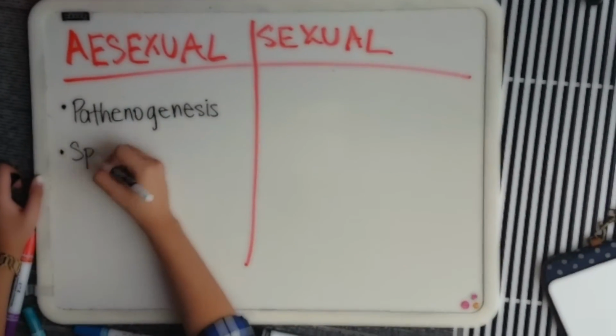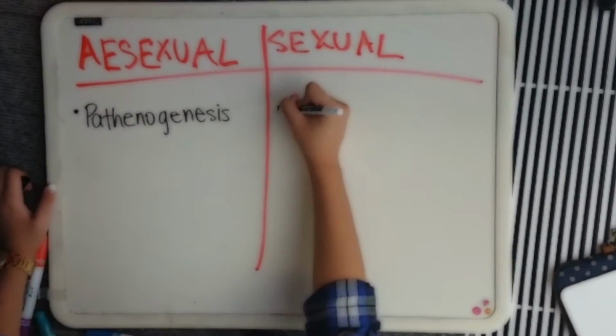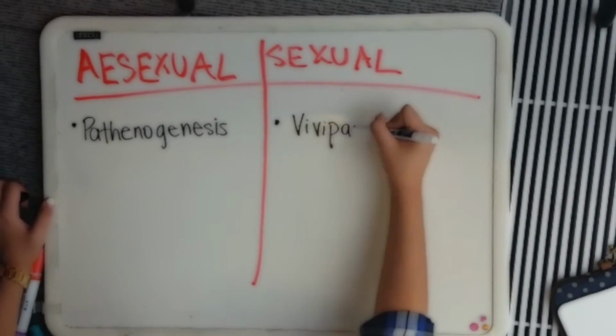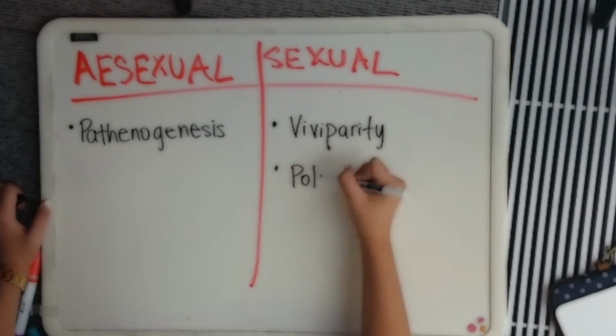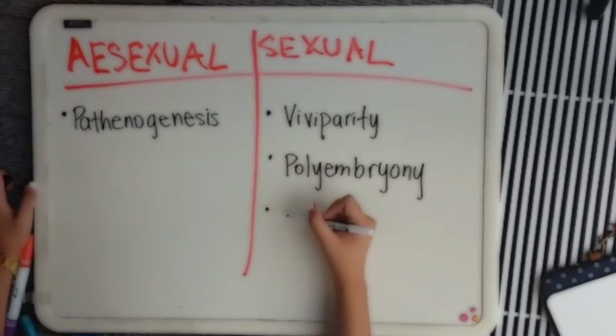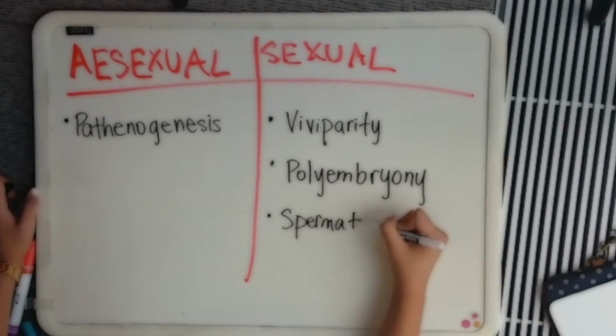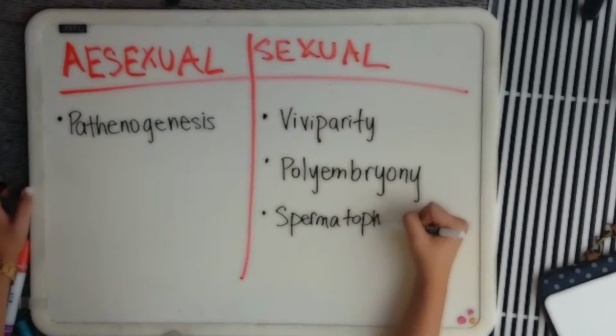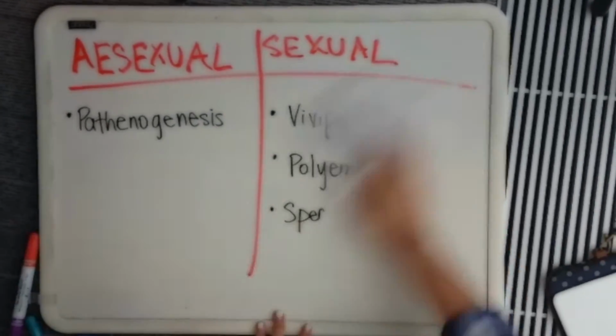viviparity, where the embryo grows within the mother's body until they reach a stage where they are readily independent, polyembryony, where a single fertilized egg forms several embryos. And another unique way to reproduce is the use of spermatophores, which are sealed packets containing sperm that are then transferred to the females. Some species place spermatophores within the ground for the female to find.